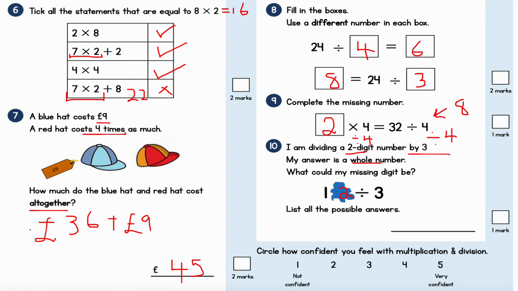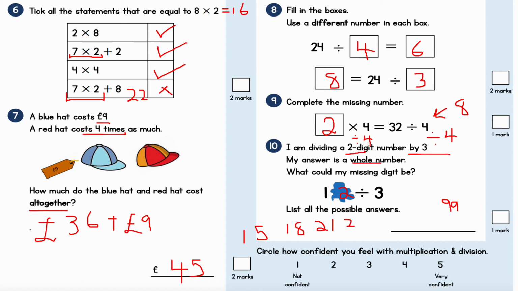Okay, list all the possible answers. Well, I could have 15. Obviously the 1 is there, so a 5 can be there. I can have 18. I can have 21. Essentially it's the 3 times table right the way through to 99. I can't go above 99, because then it becomes a 3-digit number.